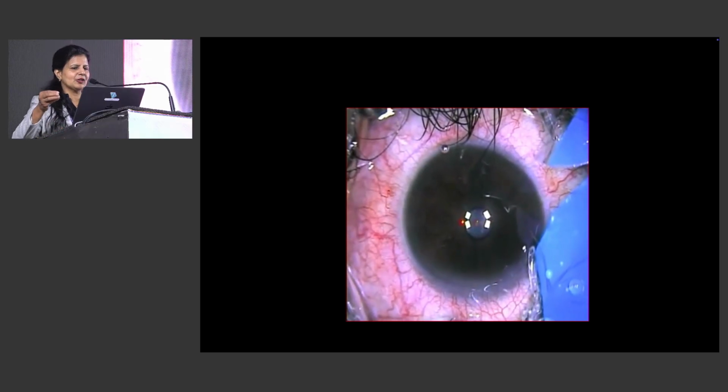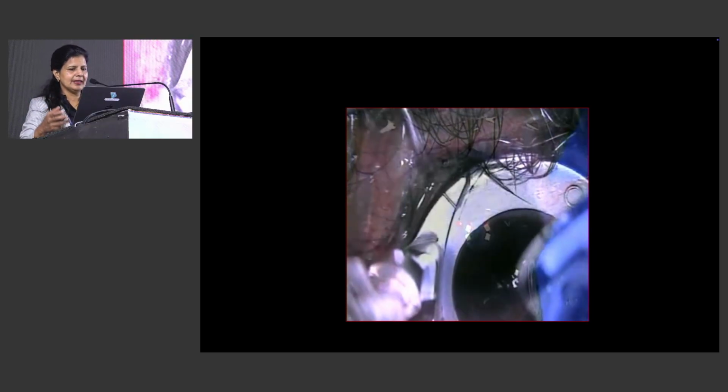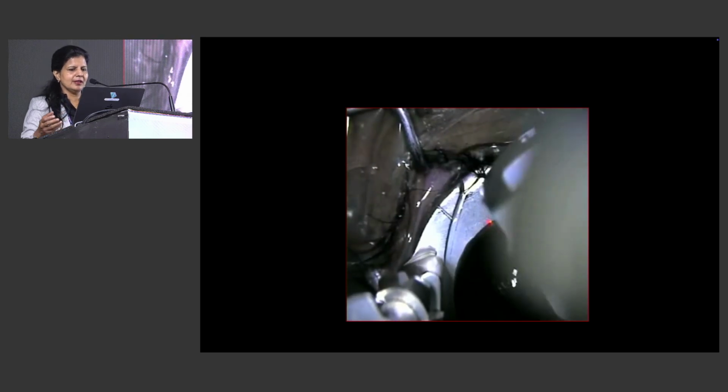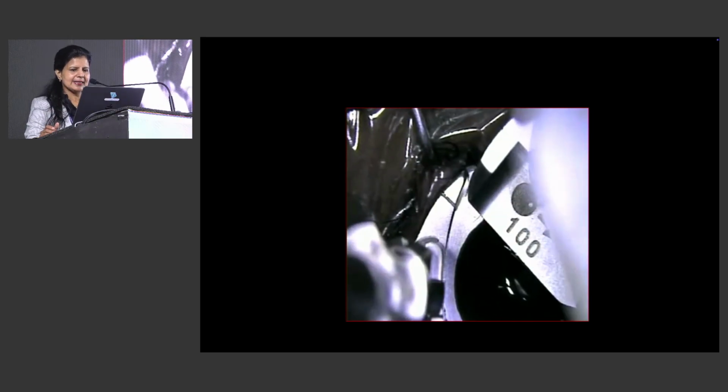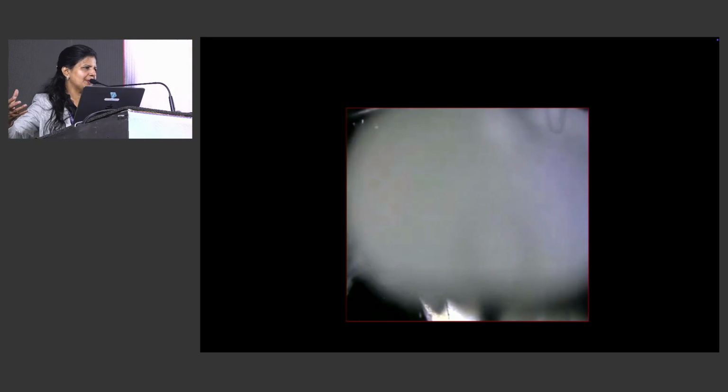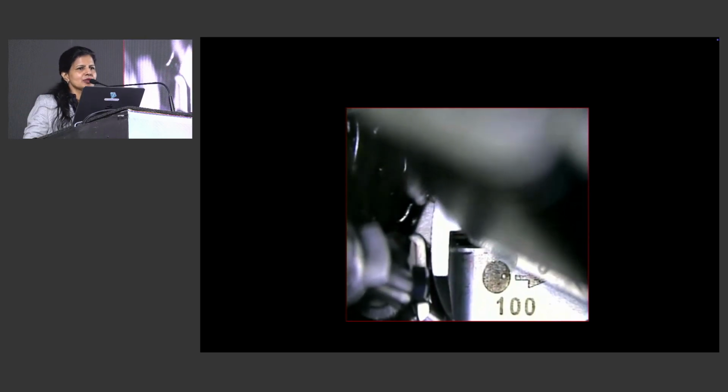Now, these are some of the complications that can happen in LASIK. You see that here a keratome has been placed, and as it runs, whenever there's a flap, there are likely to be complications associated with the flap.